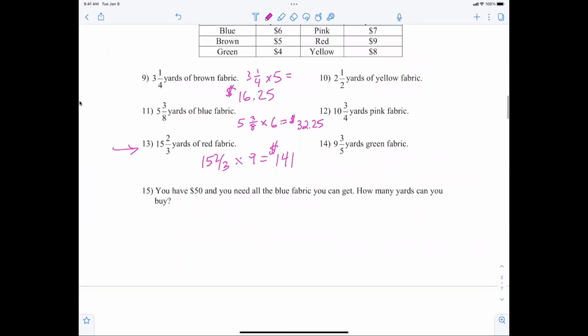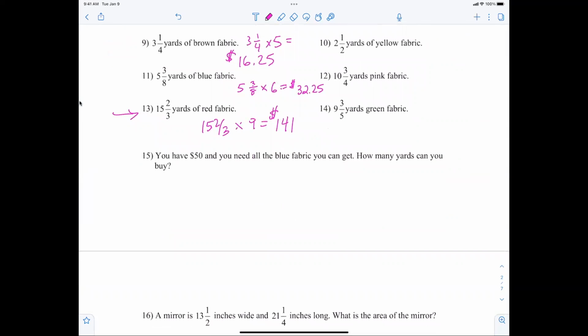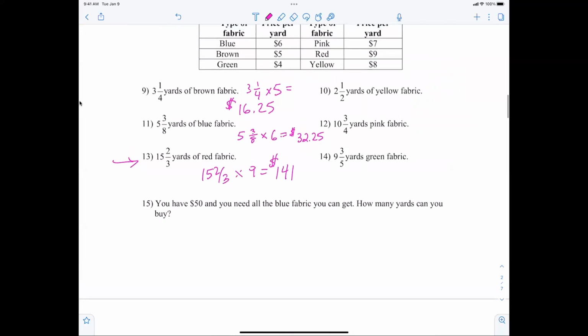All right. Now, it says you have $50. You need to buy all the blue fabric you can get. How many yards can you buy? What are you thinking? First of all, how much is the blue fabric? $6. So how much fabric can I buy? What are you suggesting? Very good. How did you get that though?